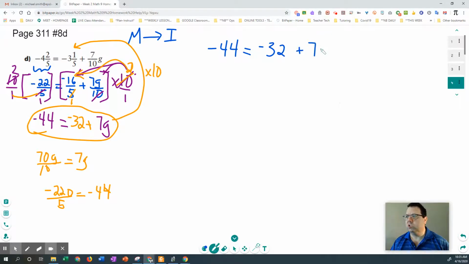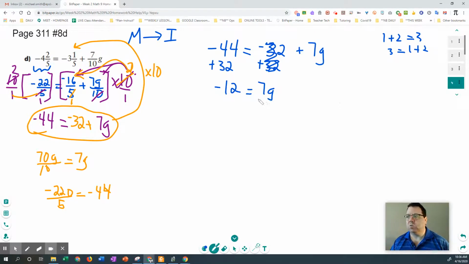plus 7g. Well, working BEDMAS backwards, I'm going to add 32 to both sides. Add 32 to both sides. And what do I get? Nice little zero pair there. And no, grade 9s, I'm not freaked out because this is on the right side. I don't care that it is on the right side, right? There's no difference between saying 1 plus 2 is equal to 3 or 3 is equal to 1 plus 2. Doesn't matter. Negative 44 plus 32 is negative 12.